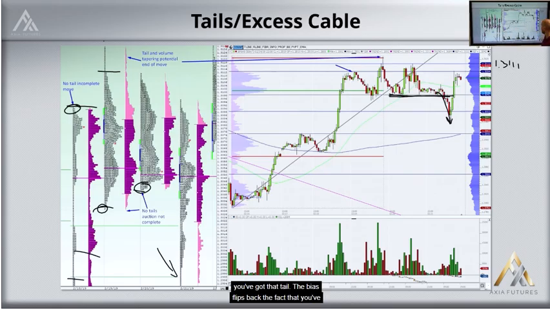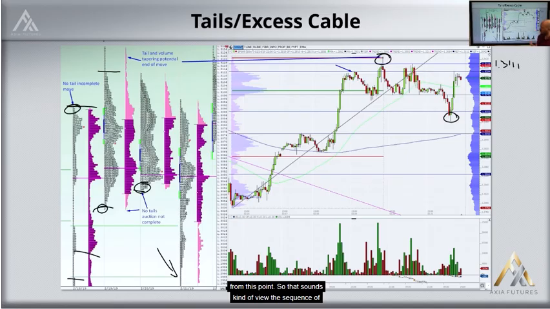Now you've got that tail, the bias flips back. The fact that you've got a tail here and now a tail here suggests that this is a market that can't find enough sellers to go down and can't find enough buyers to go up. And that's the first indication that we're now starting to balance. And this is going to create further balance from this point.